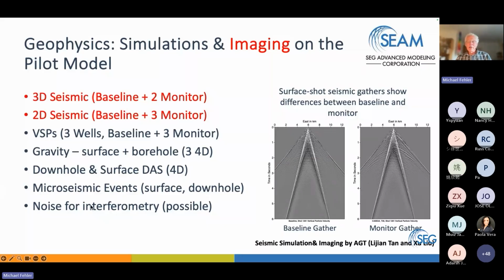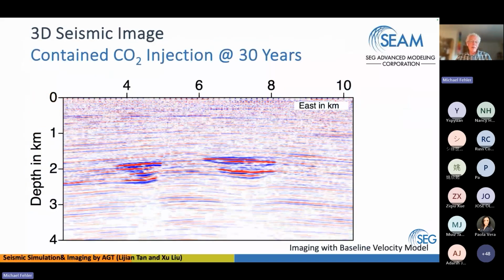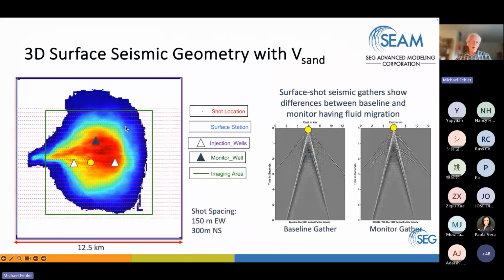Just to give you an idea of the 3D simulation, here's a map again showing VSAND. Again, the red area is the reservoir area. The 2 white triangles are the injectors, where we collected VSP data. The black triangle is another monitor well where we collected VSP data. The yellow dot is showing 2 shot gathers, one on the baseline model and one on the monitor model, collected at the same place. You can look at this and see some differences in the reflectivity as a function of time in the monitor model. This is a monitor model at 30 years.